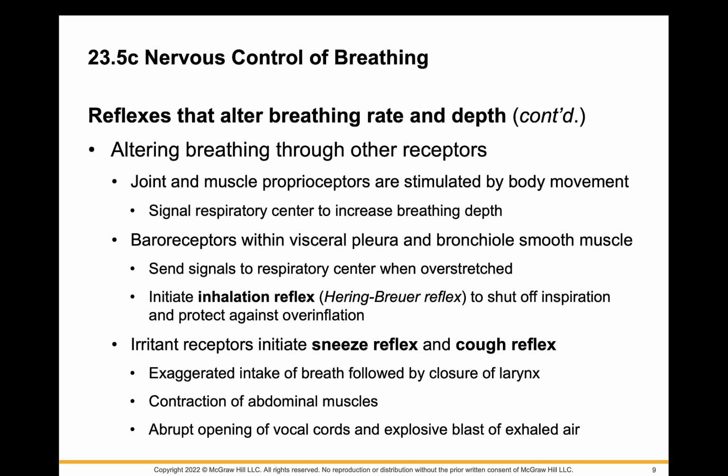Other reflexes that have an impact on breathing rate and depth could be other receptors. There are joint and muscle proprioceptors that are stimulated by body movement, so they will signal the respiratory center to increase breathing depth. Baroreceptors that are found within the visceral pleura and the smooth muscle of bronchioles will send signals to the respiratory center when overstretched. This initiates an inhalation reflex to shut off inspiration, and it protects against overinflation.